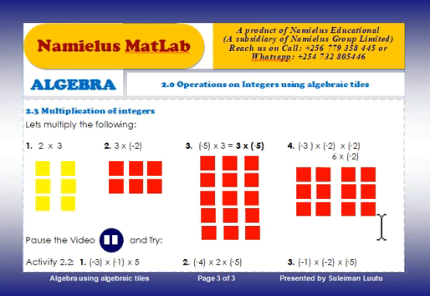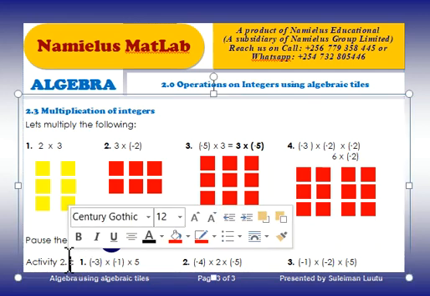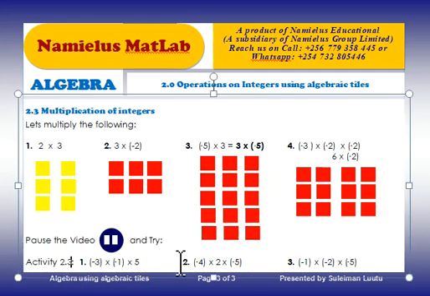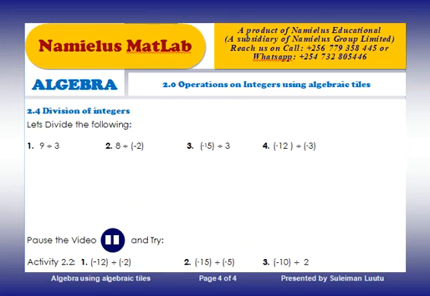Pause the video and then try Activity 2.3. There are 3 numbers. Try them and make sure you have all the answers. You can also check yourself by the normal calculations which you know. Thank you. As we go to the division part, we have been doing the multiplication. Next is division. We are now going to do division of integers, that's 2.4, using tiles. So let's divide the following.